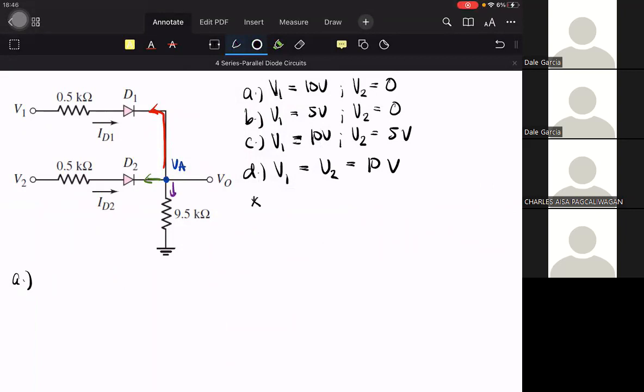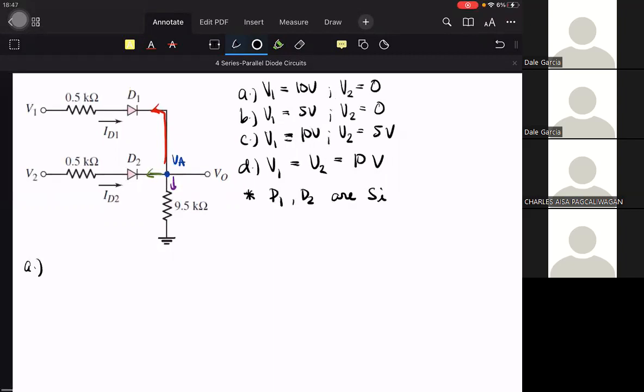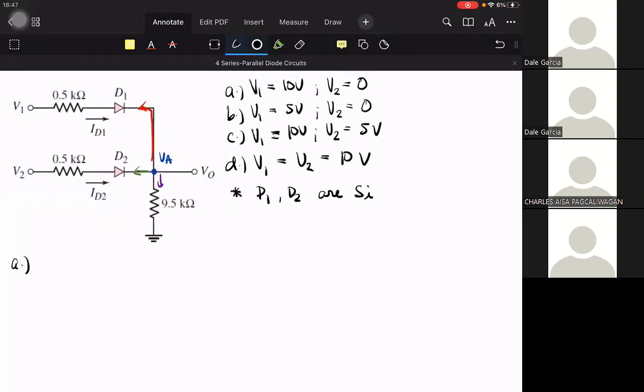Another side note, D1 and D2 are silicon. Okay. So maybe I'll just answer the first one. Okay, para naman sa answer tanan, I mean parehas lang ang process. Just answer the first one. You could practice all the others later.